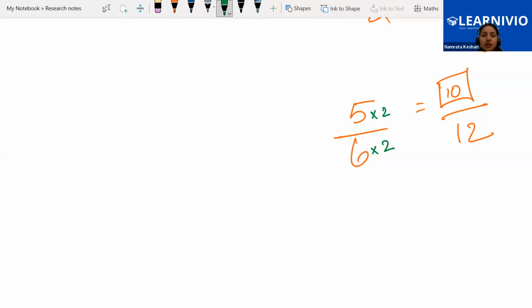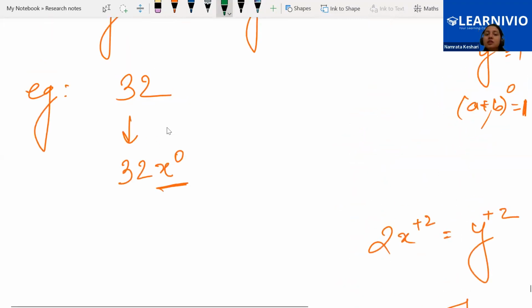Here also, with this 32, we are just going to change the representation a little bit. We are not changing anything by ourselves. So 32 can be written as 32x to the power 0, because x to the power 0 is 1, and 32 into 1 means 32 only. So are we changing the given example? No, we are not changing.